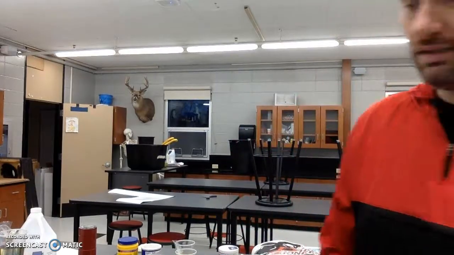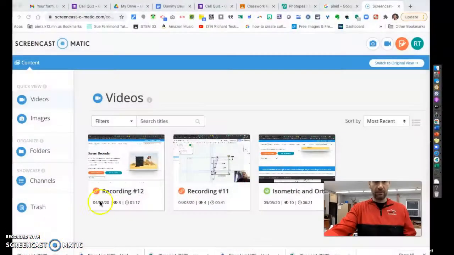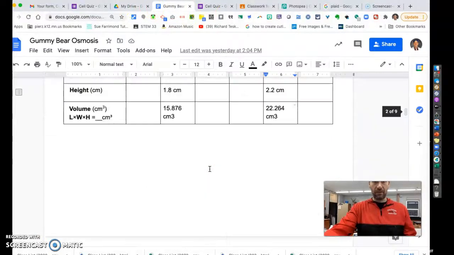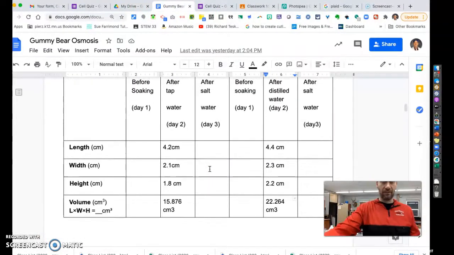So if you remember on your sheet which ones were which, if I remember correctly, the red one was in tap and green was in distilled. And by looking at them, green looks still to be a little larger. I'm going to minimize my window here, and let's pull up the gummy bear. All right, this is where we left off yesterday, so we can continue on with that today.